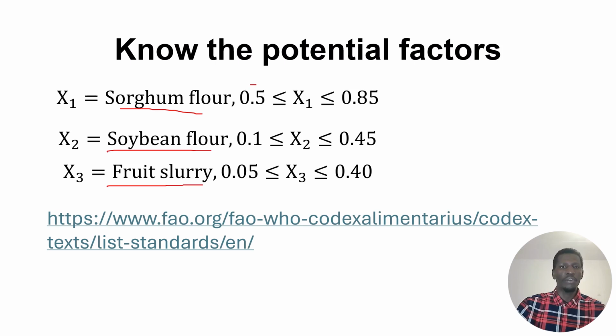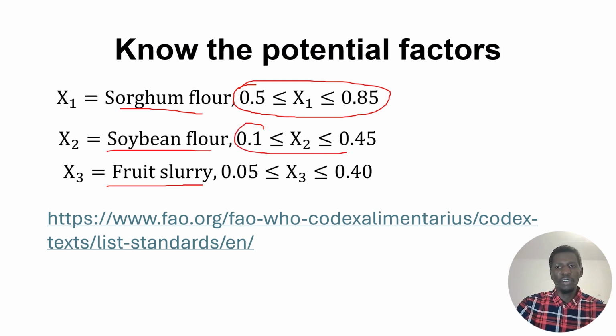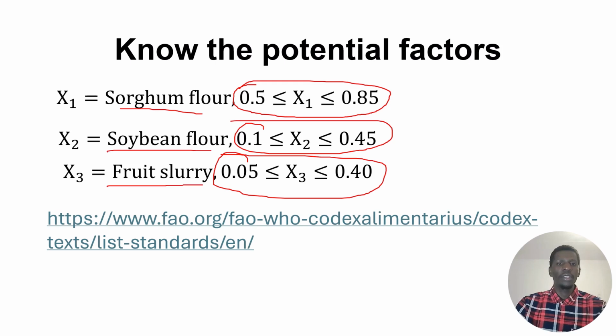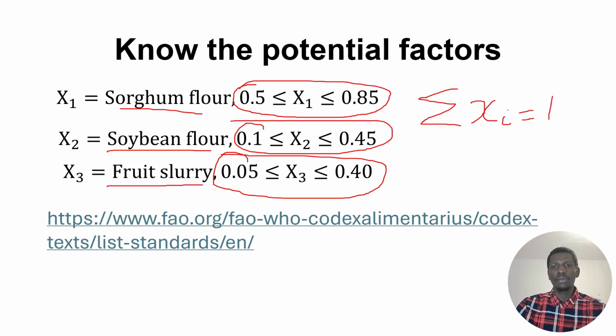And the limit of solution of the factors as defined by the student, and also based on the design objective, the student decides to go with 0.5 to 0.85 for sorghum, 0.1 to 0.45 for soybeans, and 0.05 to 0.4 for fruit slurry. This is a typical mixture design problem which has a fundamental constraint which says that the sum of component proportions must always be equal to 1.